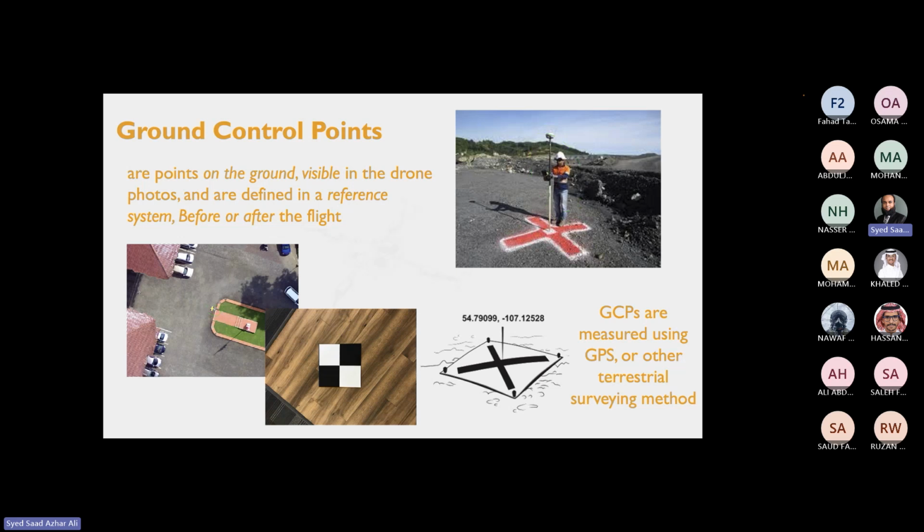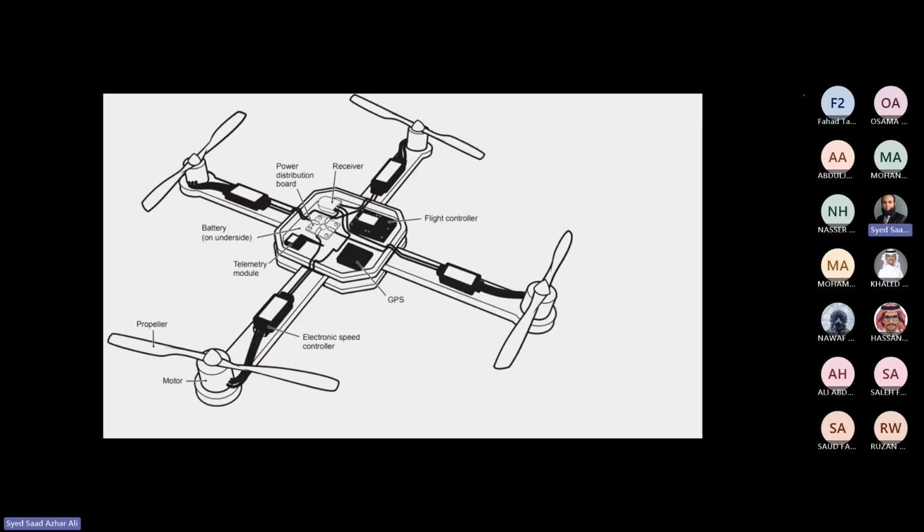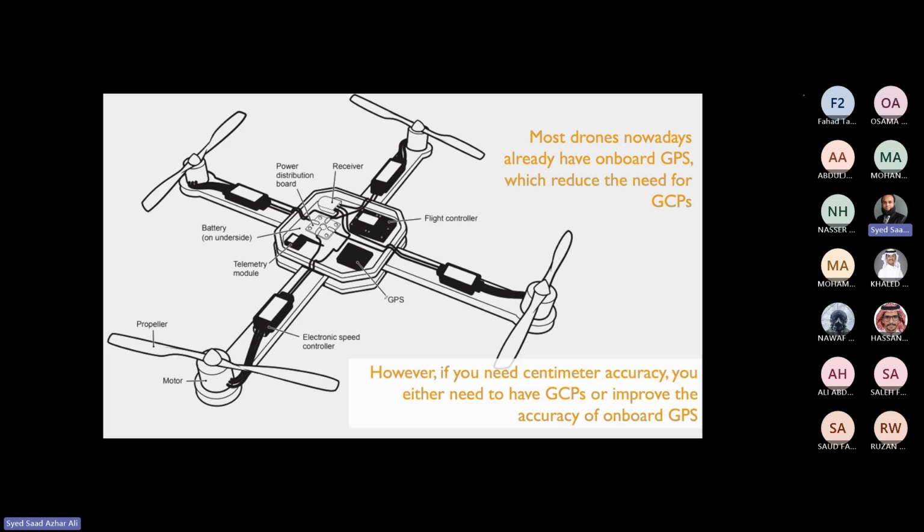Of course, the drones have GPS. Most of the drones have GPS, but they don't have that accurate one. Without the GPS, of course, not possible. If there's no GPS, there is no recollection of where this image was taken. But with the GPS, we have a good idea. To have more accurate one, we need to either have the ground control points or the accuracy of the onboard GPS to be increased. Any questions so far?